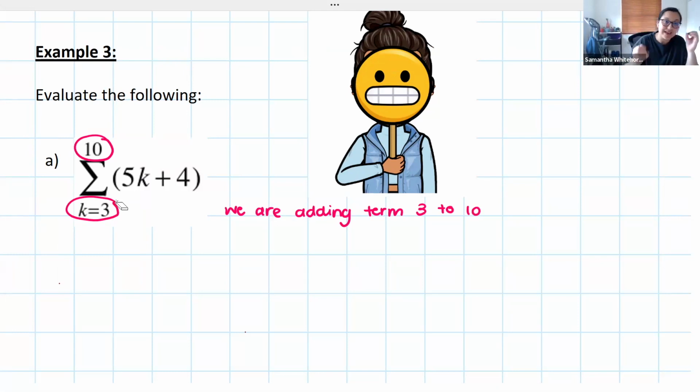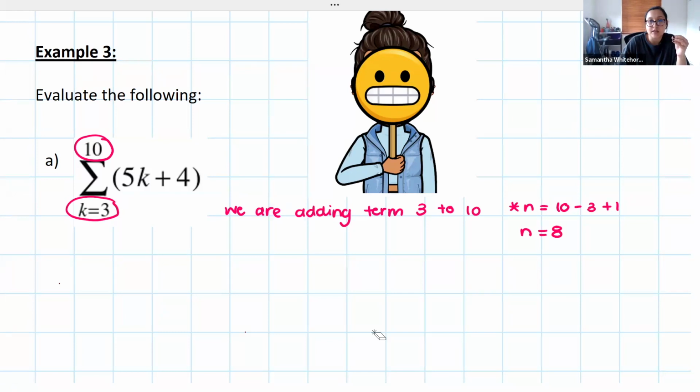Now, this is where that n formula is really important. n is equal to 10 minus 3 plus 1. 10 minus 3 is 7 plus 1 is 8. And so I'm adding 8 terms. Now, this is why the formula is so important. Often what we sort of think is, okay, cool, 3 to 10 is 7 terms, 7. But it's not. We forget to include a term.